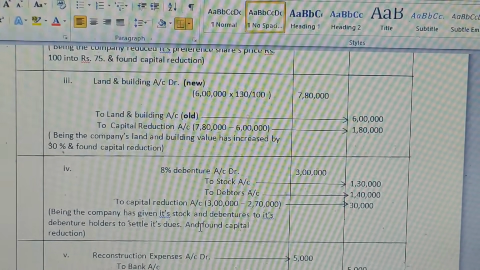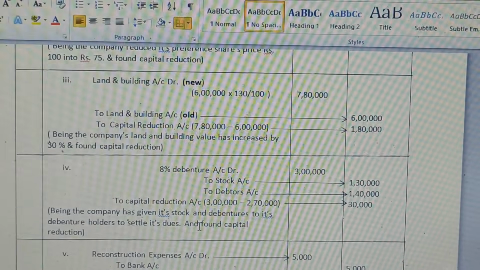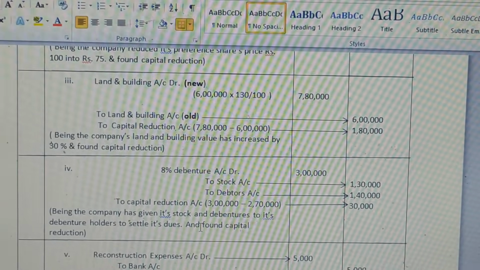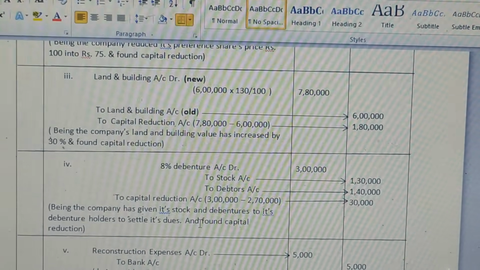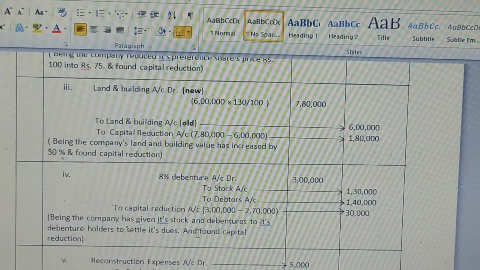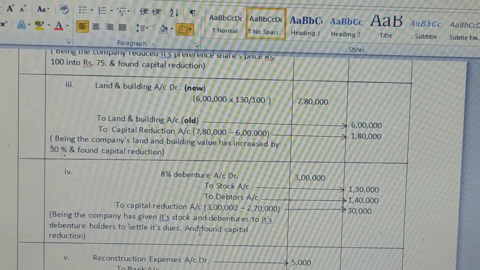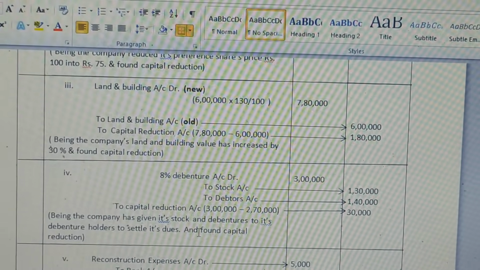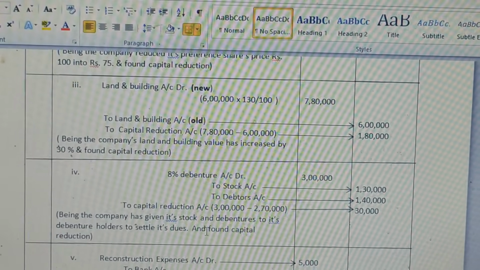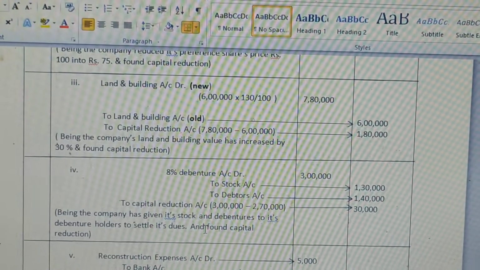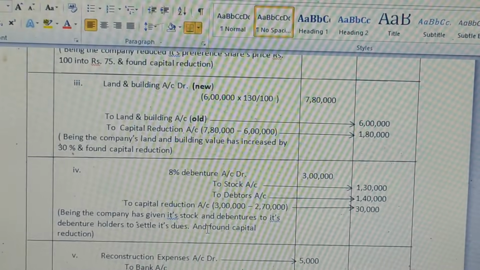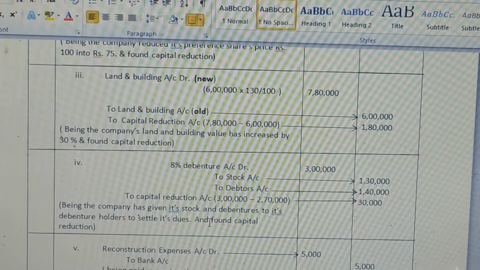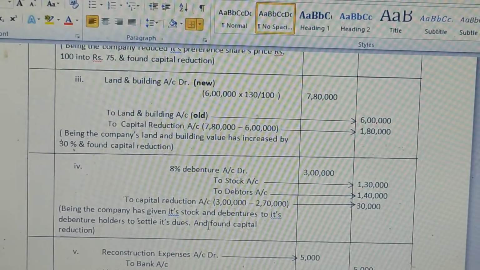And to land and building account old value, as per the balance sheet, the amount is rupees 6 lakhs, which is mentioned in the credit side. If there is any change in the liability side items like equity share capital, preference share capital and debentures, for calculating the capital reduction, the old value will be mentioned in the debit side. But if there is any change in the asset side items like fixed assets or any other assets, the new value will be mentioned in the debit side. So it's like an opposite manner.